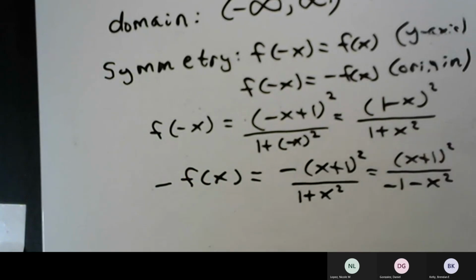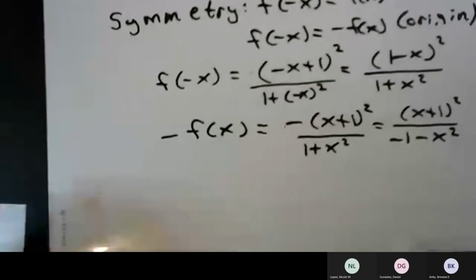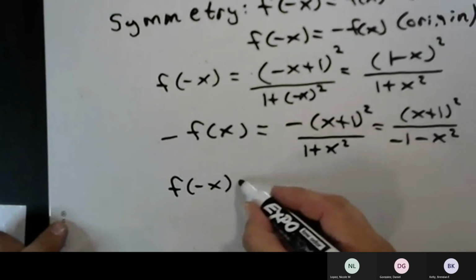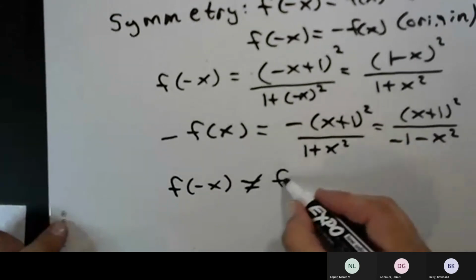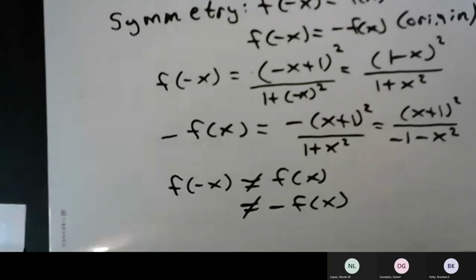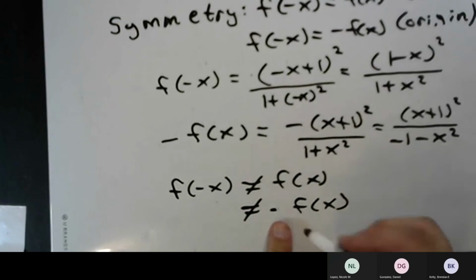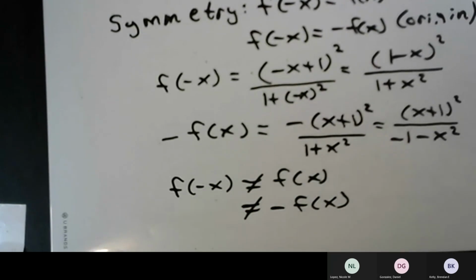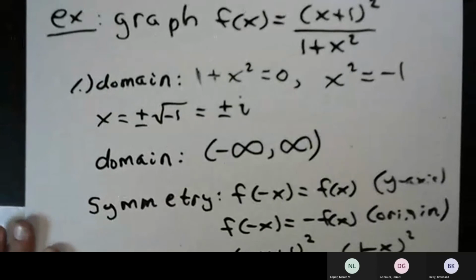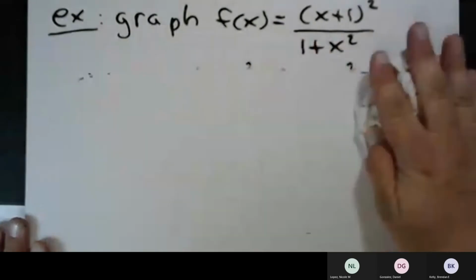So what we end up finding, putting it all together, f of -x does not equal f of x. It also doesn't equal negative f of x. So that means this function is not symmetric across the y-axis, it's not symmetric across the origin. So there's no symmetry. We do know the domain, but there's no symmetry. So it's not something to really worry about. Just, again, it helps you graph.